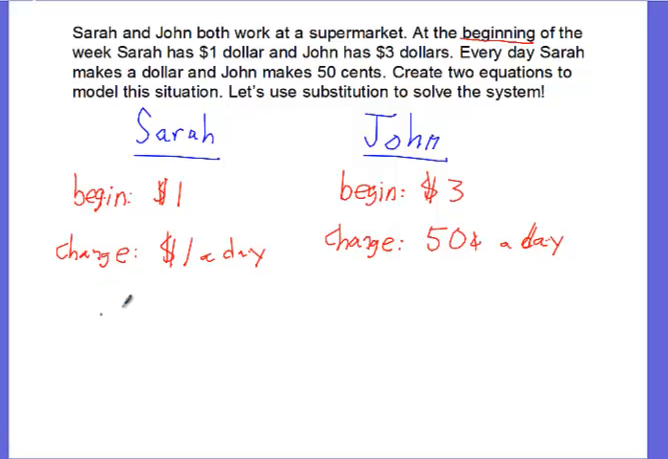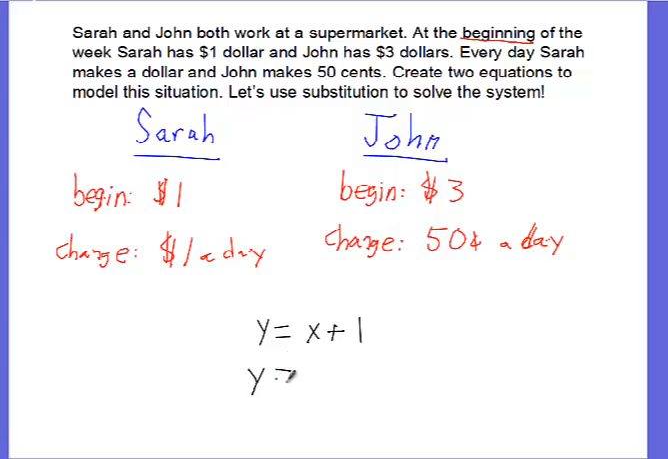So we know that in y equals mx plus b, the beginning is always going to be your b value, and the change is your slope. So Sarah's equation becomes y equals x plus 1, because she begins with $1 and her slope is 1x, or 1, which you don't write. I'm going to move this to the middle just so it looks more like a normal problem. The top equation is going to be Sarah, and then John, I'm going to write his equation right under it.